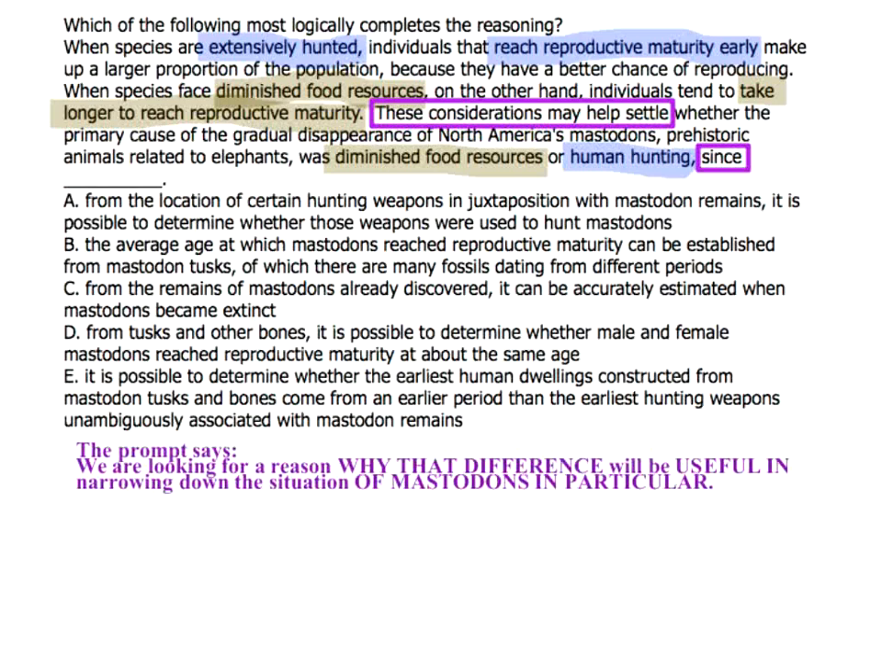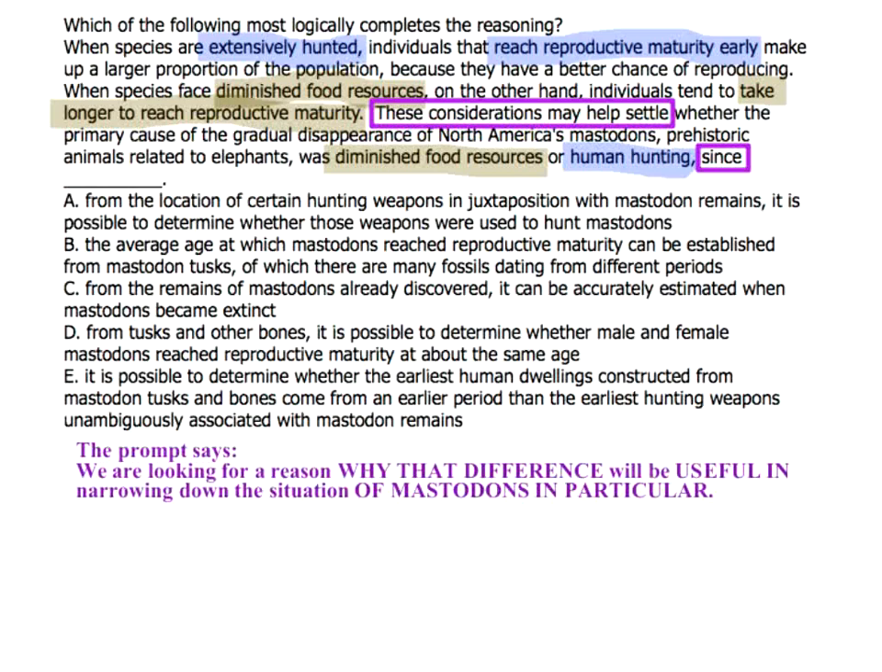So in other words, okay, we know there's a difference. There's a difference that we are absolutely aware of here, which is that when there's a lot of hunting going on, you generally see more of these early maturing individuals. Whereas when there's a food shortage, you see less of that. You see more specimens that grew more slowly. And then the passage is saying that that difference will be a thing that will help us resolve this quandary.